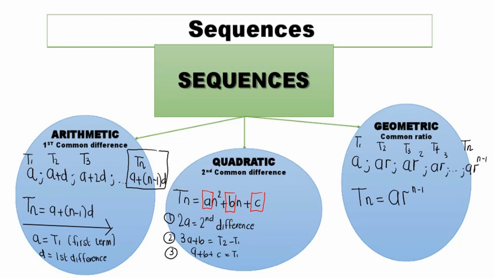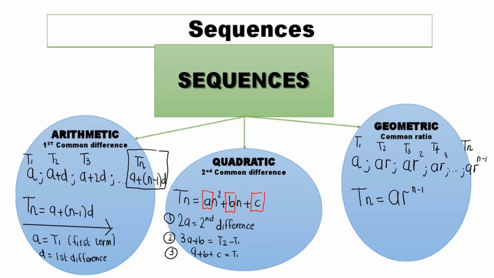We are able to get the value of B by saying 3A plus B is equal to T2 minus T1. And we are able to get the value of C by saying A plus B plus C is equal to T1. So that is how you get the variables A, B, and C for your quadratic sequence.